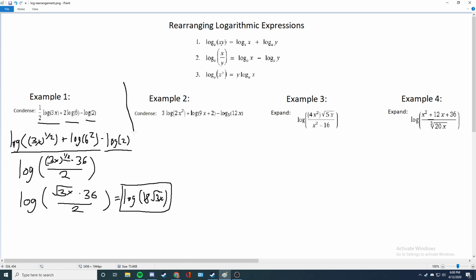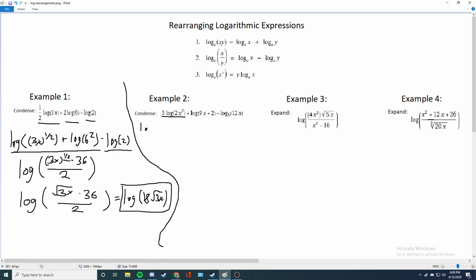Moving into example 2, it's also a condensing problem. Again, just like the last time, we're going to take each term individually, see what we can do, and then combine them. So the first term, we've got 3 log of 2x squared. This 3 on the outside we can just put onto the inside as the exponent.